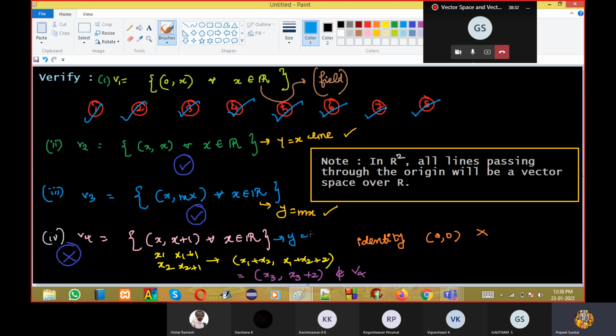But what is this line? This line is y equal to x plus 1. It's not passing through the origin, so it's not a vector space. Keep this in mind: only if you have the origin. With a constant like this, constant 1 will become 2, so the first property is not satisfied. Only a line passing through the origin is a vector space.